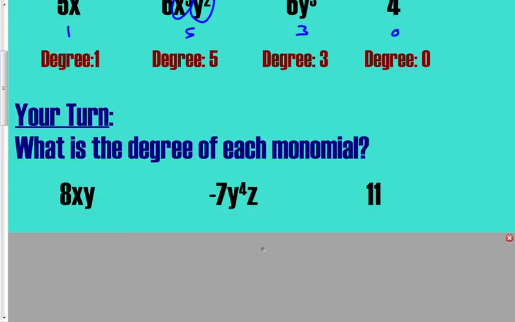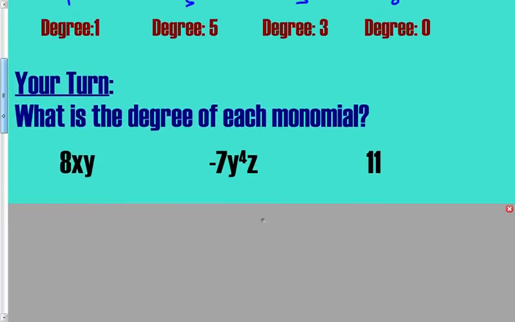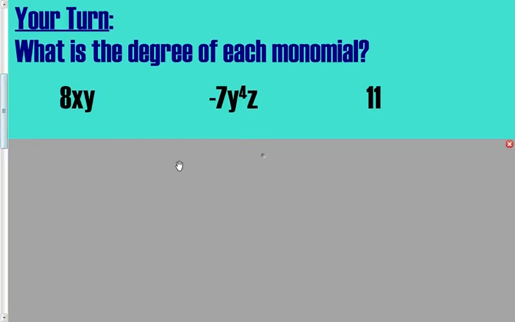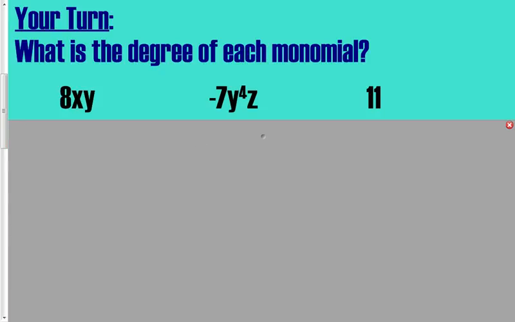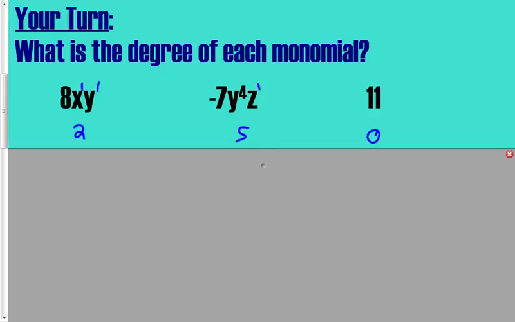Why don't you try? So what do you think is the degree of each of these monomials? So why don't you pause it, write down the degree of each of these monomials, and then I will show them to you in a second. All right, so this first one was a degree 2 because we have x to the first power and y to the first power. That makes 2 total. Next one will be 5. 4 and 1 makes 5, and there's nothing for the 11, so it's a 0 degree monomial.